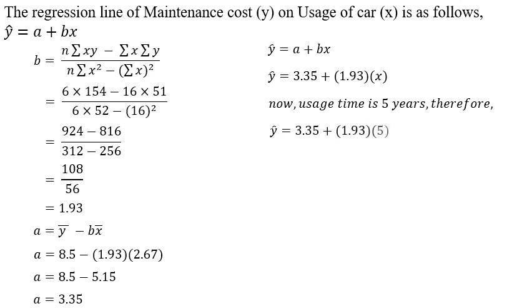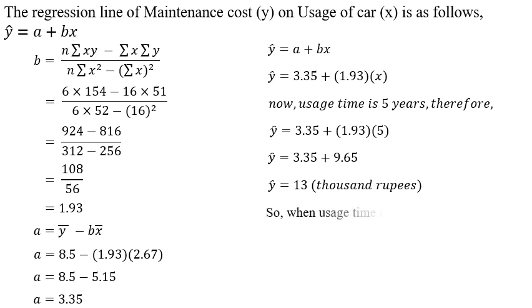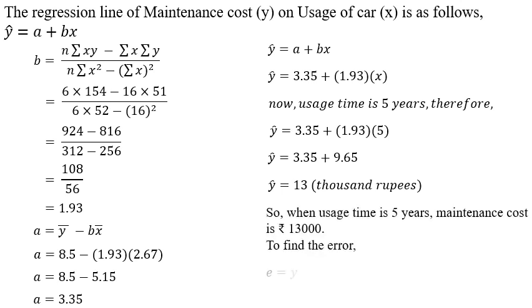So in the place of x, put 5, multiply and add. That way you get 13,000 rupees. Now if you revert back to the question, when x was 5, the value of y was 13 in the question itself. So the original observation is 13 and the estimate of the observation is also 13.